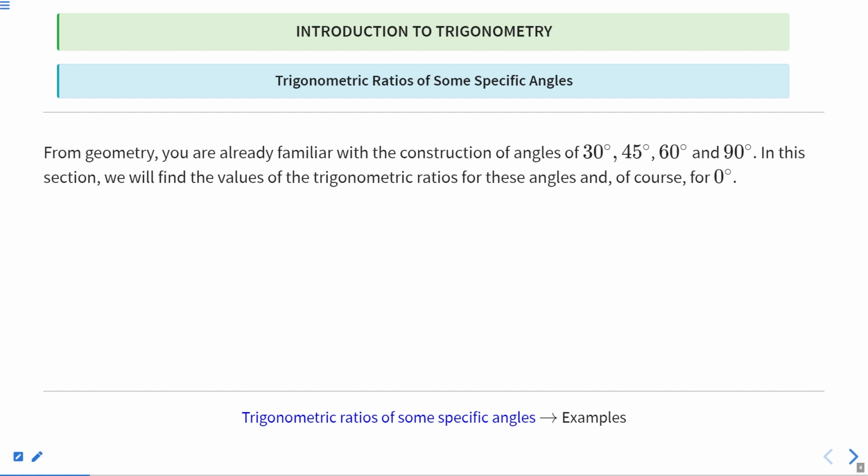From geometry you are already familiar with the construction of angles 30 degree, 45 degree, 60 degree and 90 degree. In this section we will find the values of trigonometric ratios for these angles, and of course also for 0 degree.